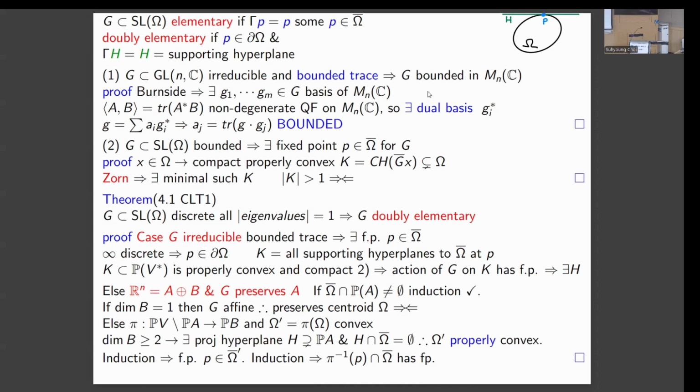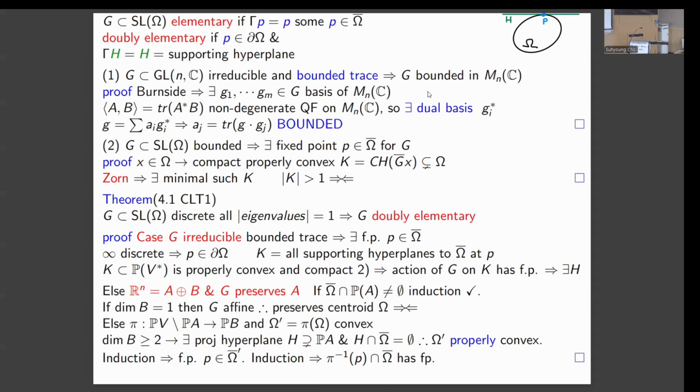The next possibility is that the dimension of B is 1. Now, if the dimension of B is 1, then A, when you projectivize it, is a hyperplane. That means this group is preserving a hyperplane. And it means if you have a group preserving a hyperplane, it's an affine group. And an affine group preserves centroids. So if the dimension of B was 1, the centroid of omega would be preserved, but the centroid's in the interior of omega, and that's a contradiction, so that can't happen. So that means that B's got dimension 2 or more.